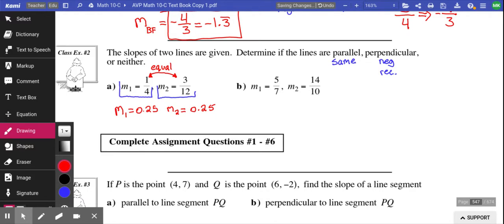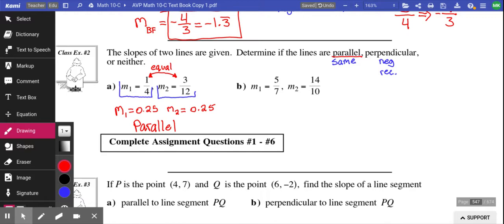This means the slopes actually are the same. So the fractions didn't look the same, but they were equal. They were equivalent fractions. So these are the same, so we do have parallel lines. It's very important when you're talking about parallel and perpendicular lines that you convert things into lowest terms or you convert things into decimals. That way you can really tell if things are perpendicular, parallel, or neither.